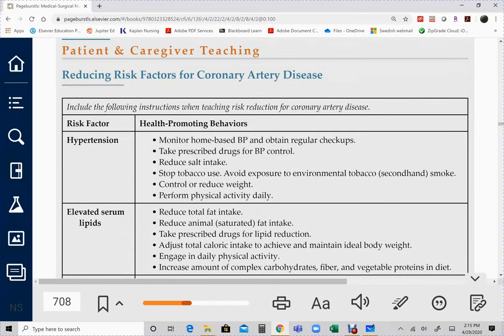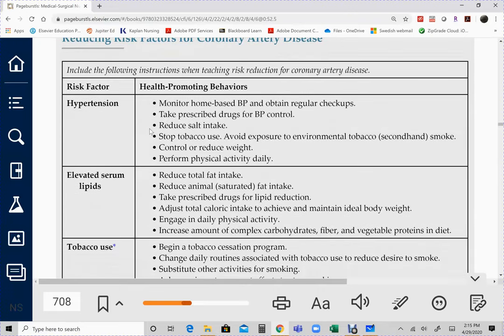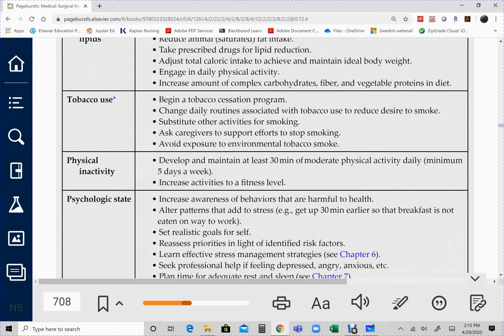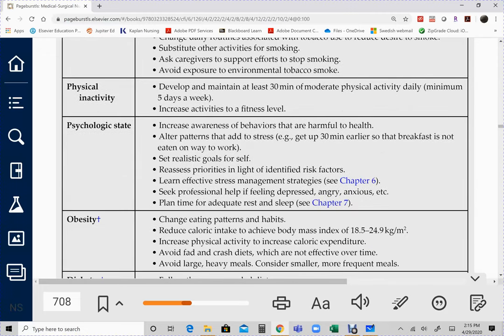Alright, and then these are your teachings, of course. So what do you teach once you identify those high-risk groups? You teach them to manage hypertension and their cholesterol, stop tobacco, and to encourage them always. Don't give up if you get answers like, "No, thank you for asking, but I love to smoke." So don't stop, continue your education. Eventually, people do stop smoking for one reason or another.